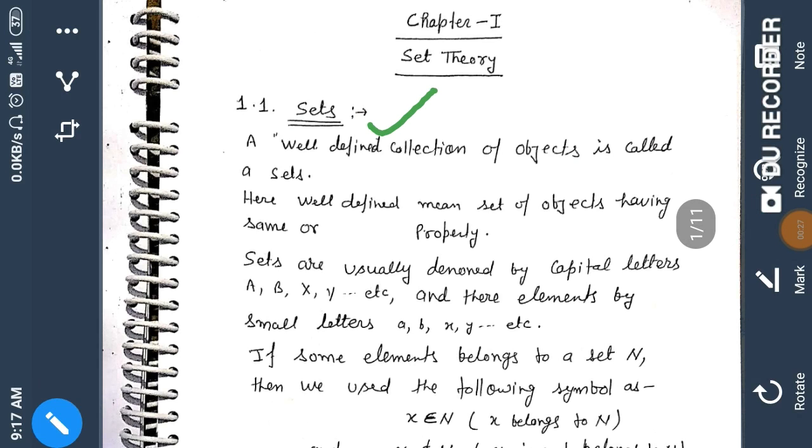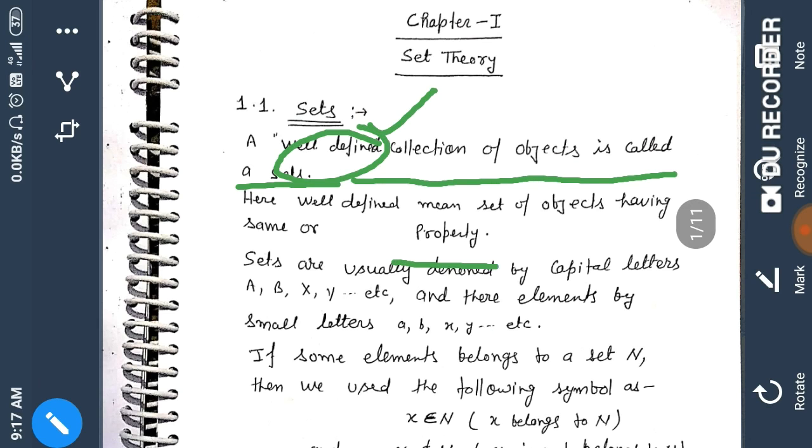What is a set? A well-defined collection of objects is called a set. Well-defined, what do you mean by well-defined? Here, well-defined means a collection of objects having the same property.